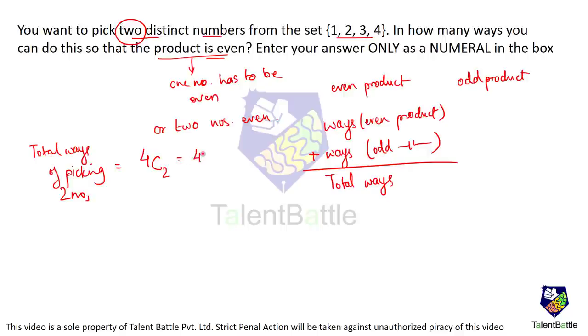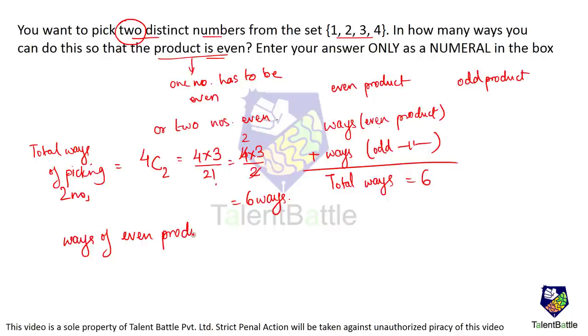So what I get is 4 into 3 divided by 2 factorial. That comes out to be 4 into 3 divided by 2, which is 6. So there are 6 ways in which I can pick. Total ways are 6. Now, total ways in which I get even product. I want even product, no? Ways of even product will be equal to total ways minus ways of odd product.